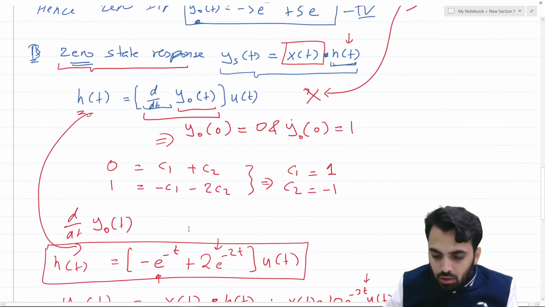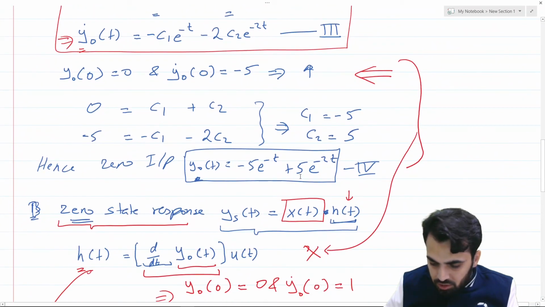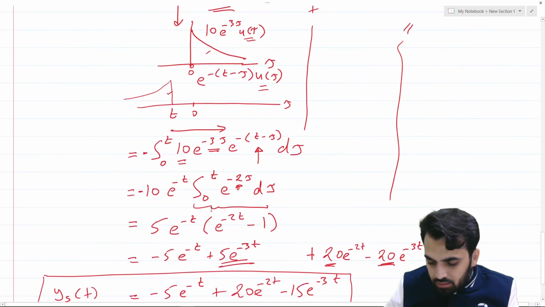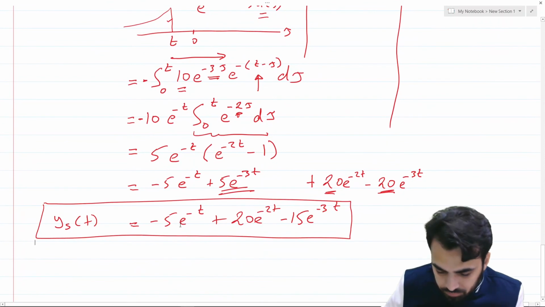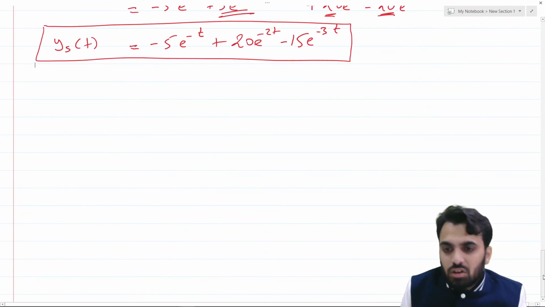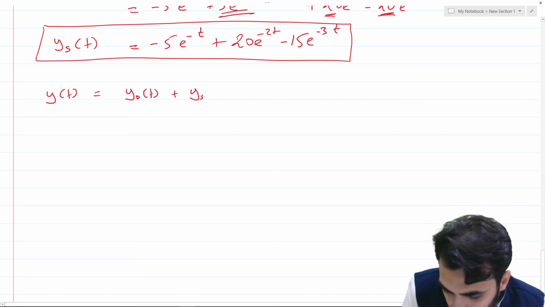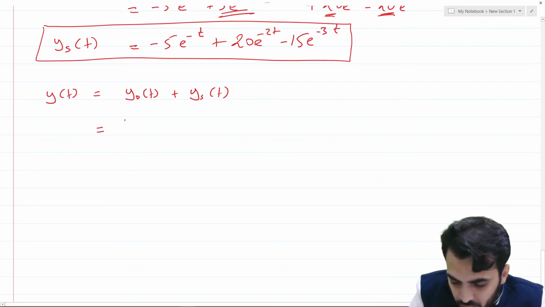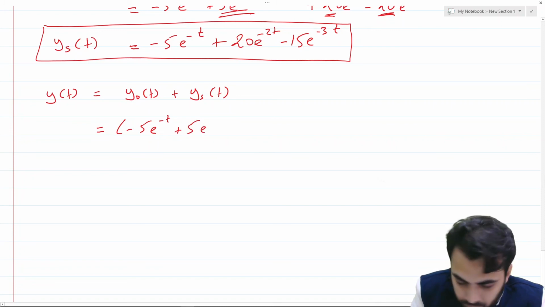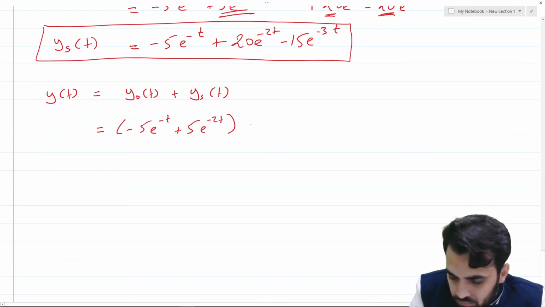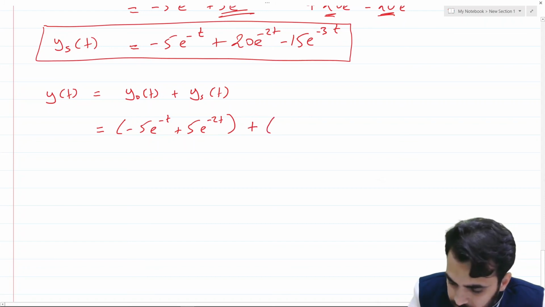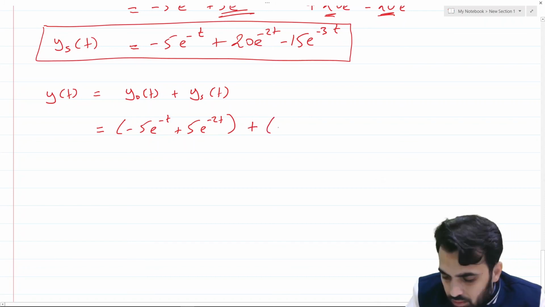Now we have a zero input response, which is expressed over here, and then a zero state response. Again, the total response would be an addition of these two. That is, we have -5e^(-t) + 5e^(-2t), plus, for the zero state response, -5e^(-t) + 20e^(-2t) - 15e^(-3t).